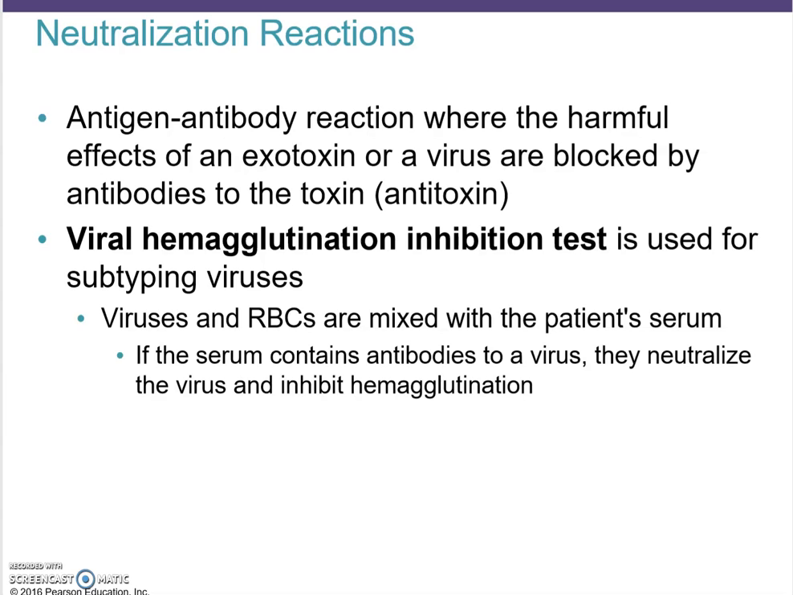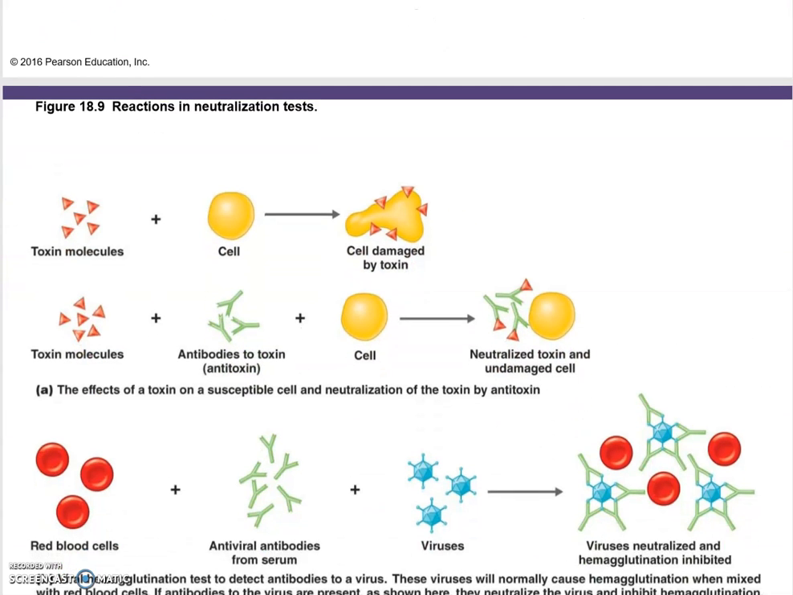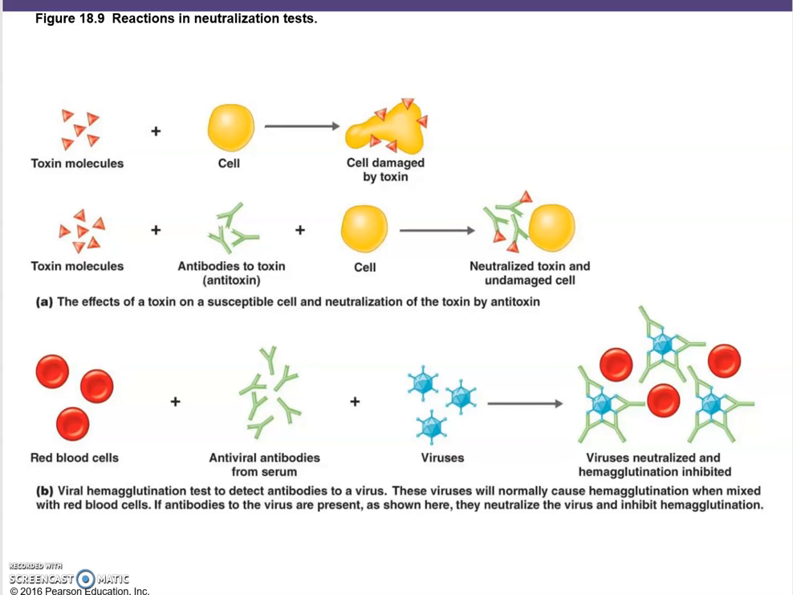Moving on to neutralization reactions. In this case, you may have an antigen-antibody reaction where the harmful effects of an exotoxin or a virus are blocked by antibodies to the toxin, and I'll show you that in the next slide. Viral hemagglutination inhibition test is used for subtyping of viruses. For example, viruses and RBCs, or red blood cells, are mixed with the patient's serum. If the serum contains antibodies to a virus, they neutralize the virus and inhibit the hemagglutination. But here would be sort of this neutralization test.